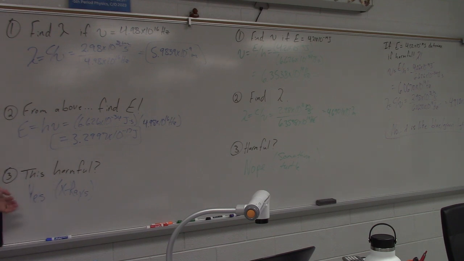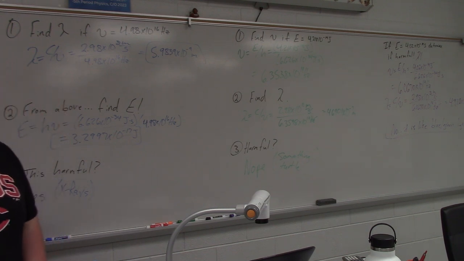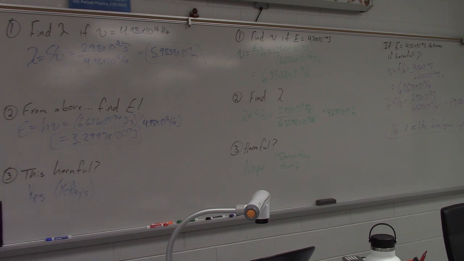Number three, is this harmful? Why is it harmful? What type of electromagnetic radiation is it? X-rays. But do we know that? Yes, because if you look at the electromagnetic spectrum, we are at the wavelength of 10 to the negative 9. Negative 9 is in this area. Either way you look at it, it's X-rays, so we know 100% it is X-rays.